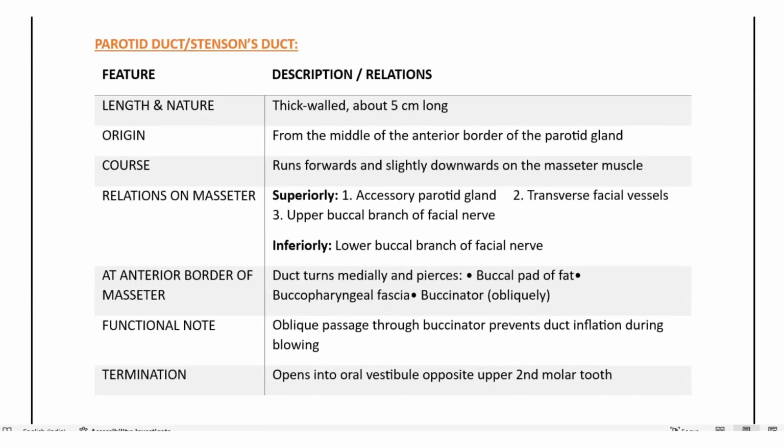Now coming to the parotid or Stenson's duct. It's thick-walled, about 5 centimeter long. It originates from the middle of the anterior border of the gland. It runs forward and slightly downwards on the masseter muscle. So the course is not straight. We should remember that it's oblique.